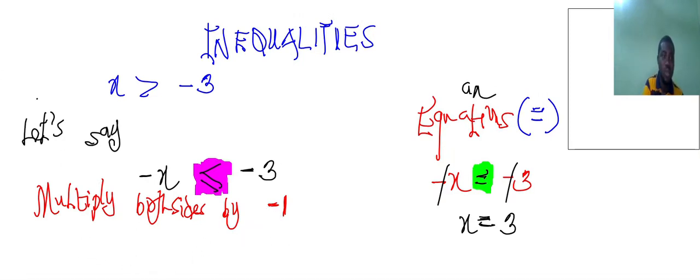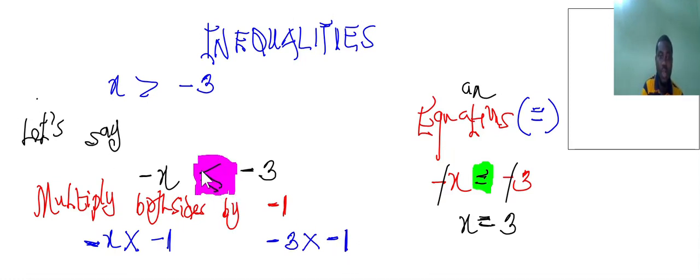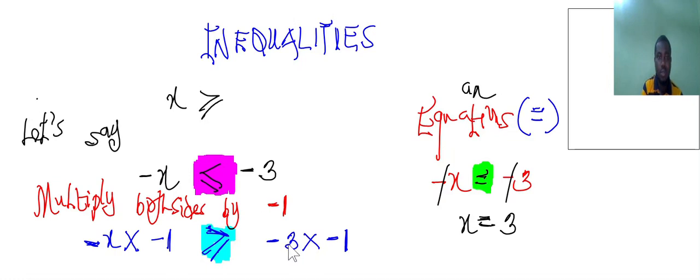So multiply both sides by -1, we have negative x times -1, we now have -3 times -1. Now the rule says the inequality sign must change when we multiply both sides by a negative or divide both sides by negative. So the less than or equal to strictly becomes greater than or equal to. Very important. Now from there we'll have minus x times -1 becomes x, greater than or equal to -3 times -1 becomes 3. So that will be the answer to that.